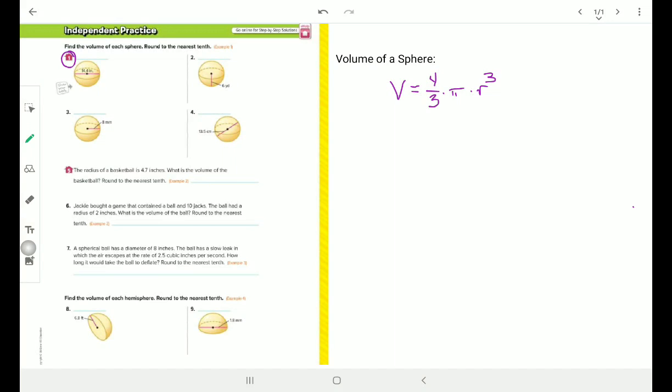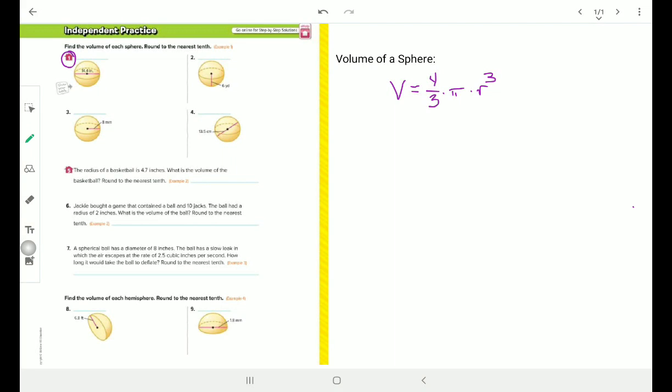Now, in order to find the volume of a sphere, you've got to know the formula. Like I said before, you should write this formula down, that way you know what each part is and where you're plugging in. So the volume of a sphere is volume equals 4/3 times pi times the radius cubed. I'm going to do a couple of examples, starting with example 1.